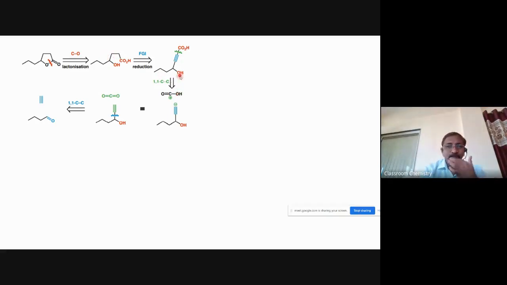And when we remove this one, we have to obtain such kind of synthetic equivalent. Okay, and then we have to remove this. So COH is nothing but it is CO2. Triple bond is there. We have to disconnect this. That is acetylene, and we can get the corresponding butyraldehyde.